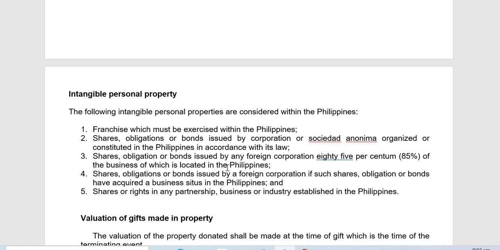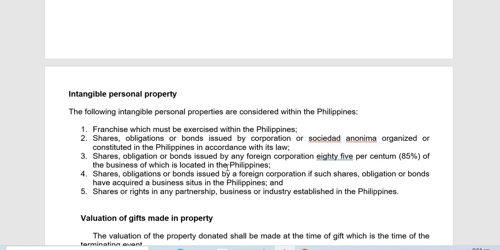But what are these properties? Intangible personal properties are considered within the Philippines, so they are subject to the reciprocity rule, along with other intangible personal property. A franchise must be exercised in the Philippines. Shares, obligations or bonds issued by a corporation or sociedad anonima organized or constituted in the Philippines in accordance with law. So if it is a share, it must be issued by a Philippine corporation. Shares, obligations, or bonds issued by any foreign corporation, but at least 85% of the business must be located in the Philippines, having acquired a business status in the Philippines. Also shares or rights in a partnership, business, or industry established in the Philippines.